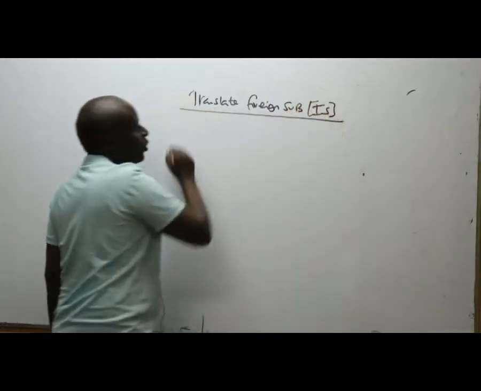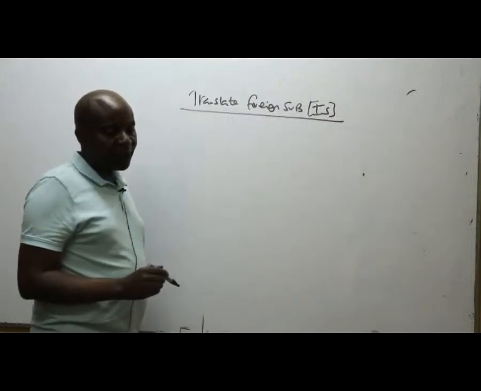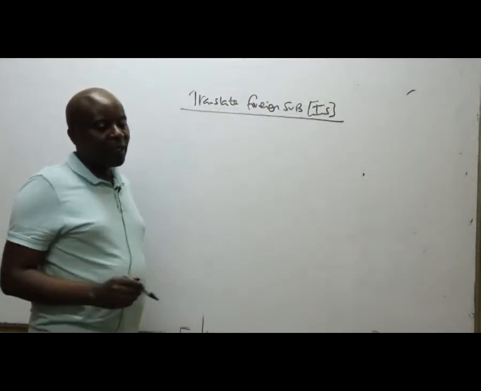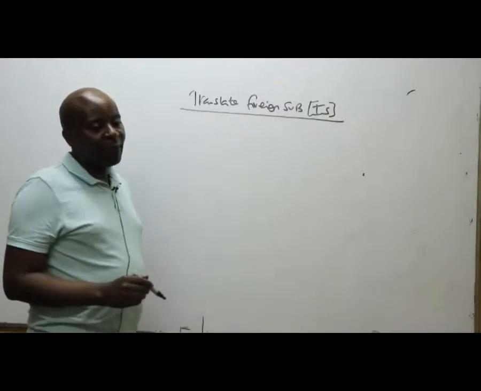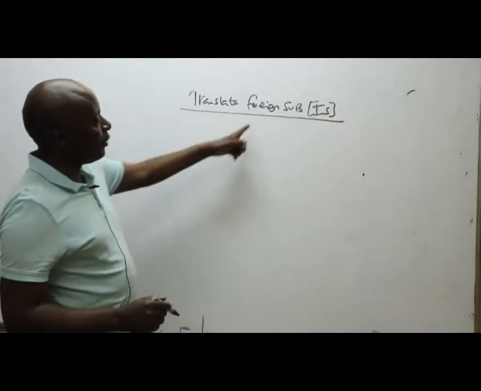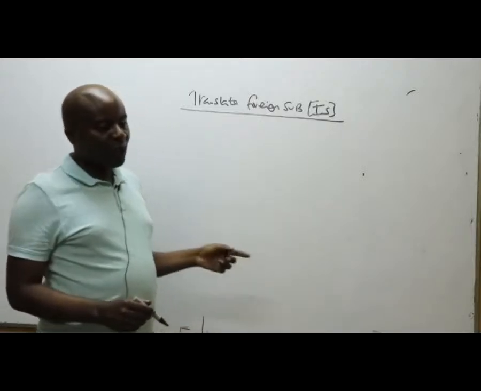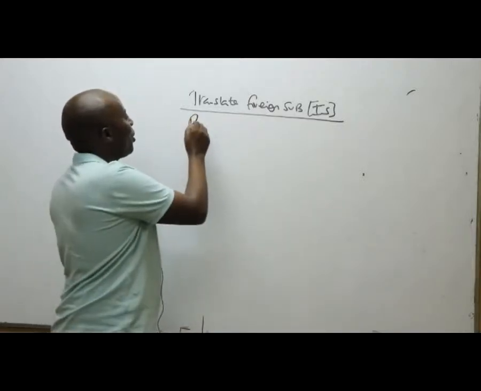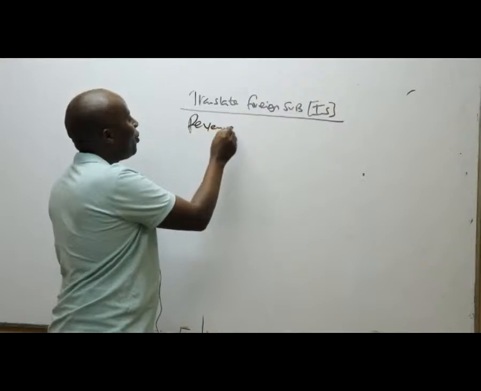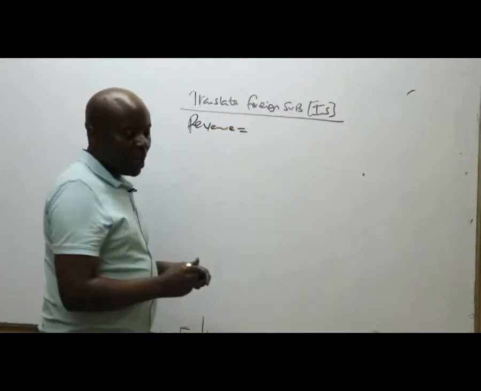IS stands for income statement. Here we translate the incomes and expenses of the foreign subsidiary. So we start with revenue. We start with revenue. So revenue, what do we have, ladies and gentlemen?